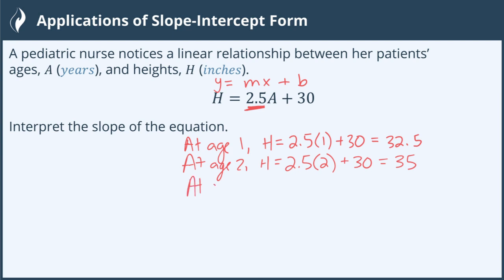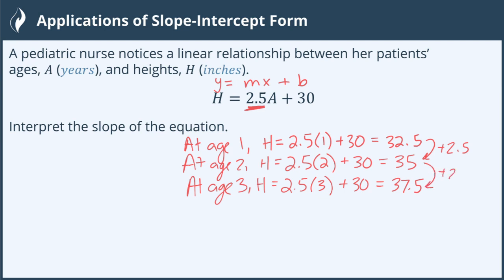Let's do one more just to see if we can see some patterns emerging. At age 3, let's plug in a 3 for the age. We're going to do 2.5 times 3 plus 30, which gives us 37.5. We could keep going, but I think I see some patterns starting to emerge. If you notice, from age 1 to 2, their height gained 2.5 inches. From age 2 to 3, their height gained 2.5 inches. And I think we would continue seeing that pattern if we continued calculating more ages.